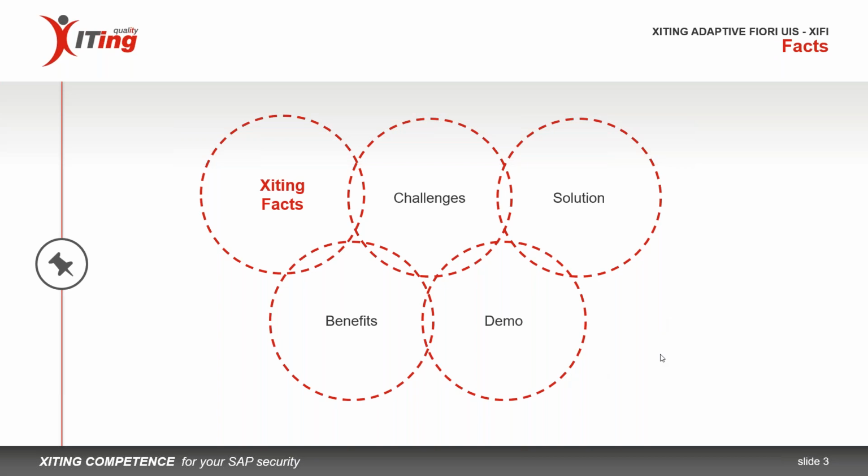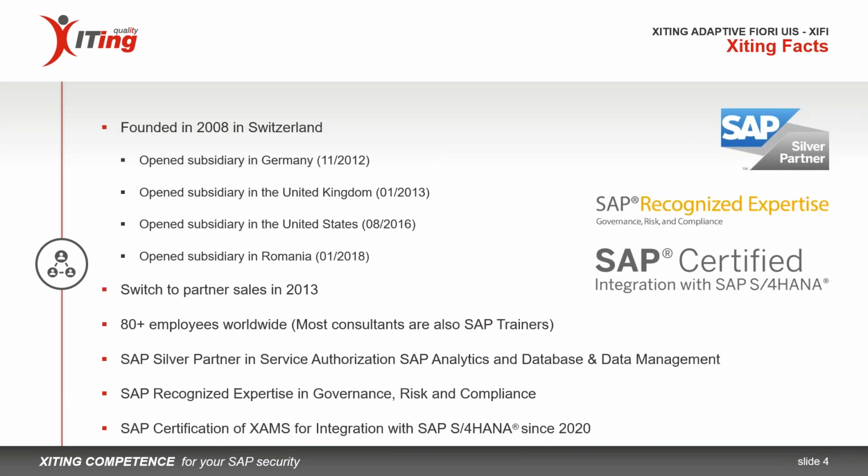Let's start with the Xiting facts. Xiting was founded in 2008 in Switzerland by six SAP experts and has expanded since then. Since 2012, Xiting has a subsidiary in Germany, since 2013 in the United Kingdom, since 2016 in the United States, and our latest subsidiary was opened in 2018 in Romania as our support center. In 2013, Xiting switched to partner sales. We currently have 80-plus employees, most of them SAP trainers. Like me, for example, I'm one SAP trainer for the IDM 920, which is the IDM course in the German speaking region.